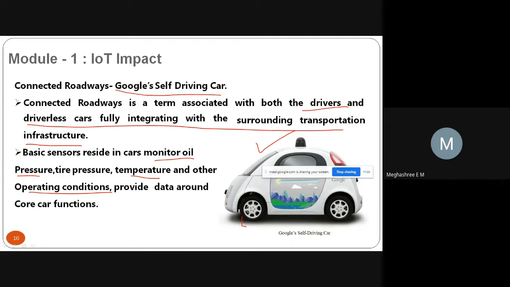Okay, so there will be a sensor to check the oil pressure, and a sensor to check whether there is an obstacle in front of the car when it is traveling. Also to check the tire, whether the tire is working fine or not. So to all parts of the car, sensors will be deployed, and these sensors will give the data to the driver, using which this car will be driven. Okay, so this is one example, Google's self-driving car.